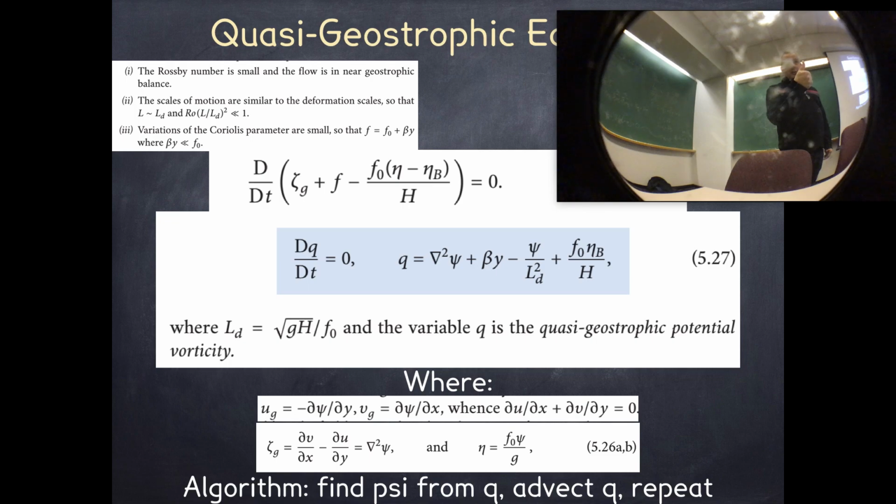And what were the governing variables, the state variables in planetary geostrophy? This is a good quiz question. QG is Q. What was it in planetary geostrophy? We'll go back.